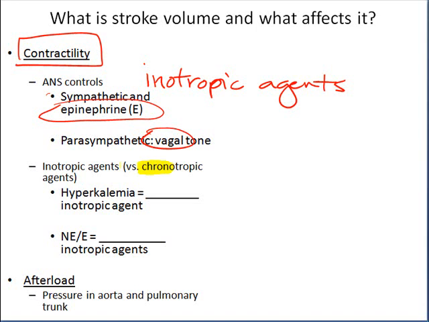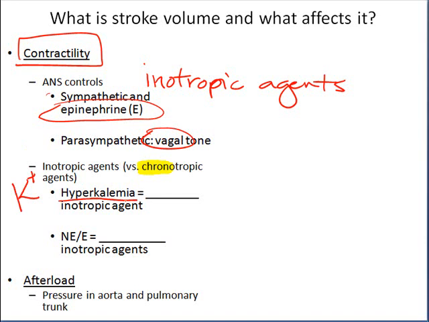myocytes. So I'll give you a couple of examples of inotropic agents, agents that can alter contractility. Let's look at levels of potassium. If a person has hyperkalemia, that means they have greater than the normal number of potassium ions in the blood.